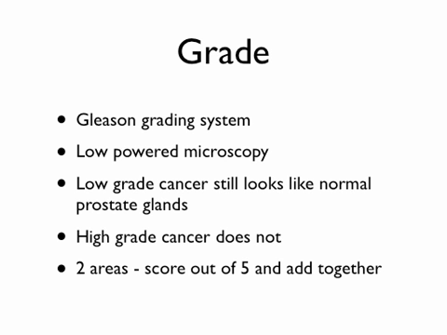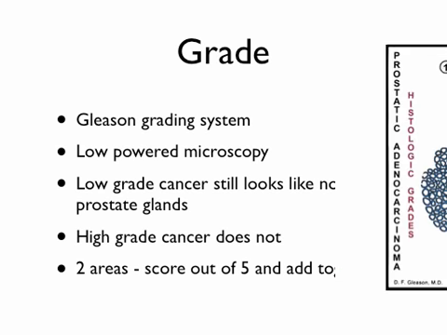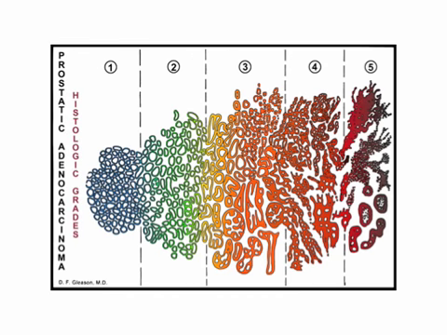So just to recap on grade, it's the Gleason grading system using low-powered microscopy. A low-grade cancer still looks like normal prostate cells. A higher-grade cancer does not. You look at two areas, add them together, get a score out of 10. So looking again at the picture we saw in the previous presentation, a 1 is very close to normal looking glandular tissue, 2 a little less so, 3 starting to get more bizarre, 4s and 5s really don't look at all like the normal tissue and therefore have a much more aggressive biological nature.